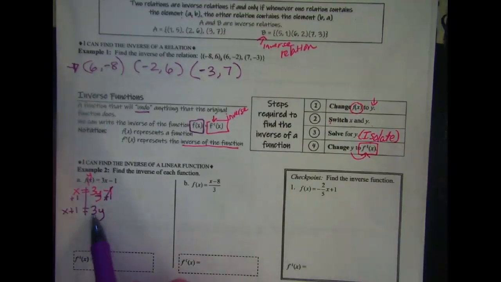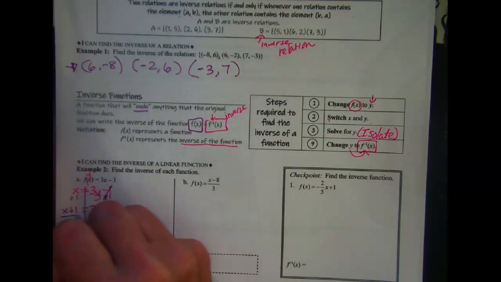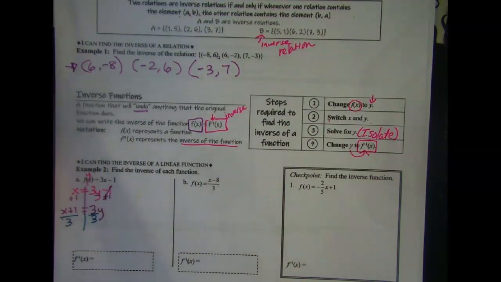And my last step is to get rid of any multiplication or division. I notice here I have 3 times y, so I have to divide both sides by 3. Again, we're isolating or getting that alone. And then I do a long fraction bar because I'm dividing all of the things by 3. And remember, we're not solving, because we're solving for y. We are just going to get another equation or another function. It's the inverse function. So we're going to end up with something like this.